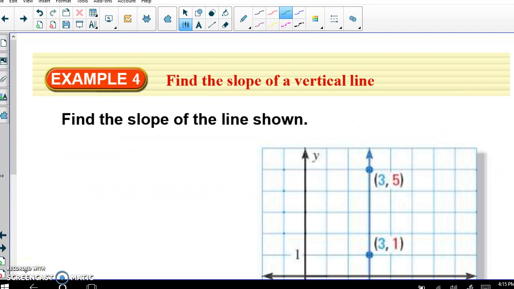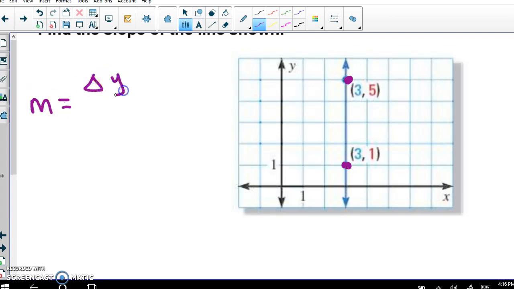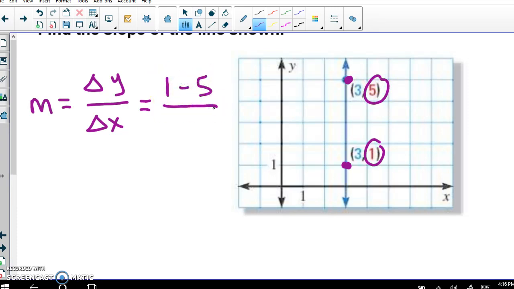And to review, as we talked about in class on Friday, we can look at the slope of a vertical line, and I can examine 2 points. I can look at the point (3, 5) on this line and the point (3, 1) on this line. So if I'm going to calculate this slope, I'm going to look at the change in y over the change in x. As I look at my y values, I have a 1 and I have a 5. So I can do 1 minus 5. And as I look at my x values, I have a 3 and a 3.